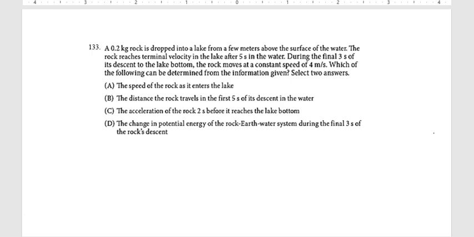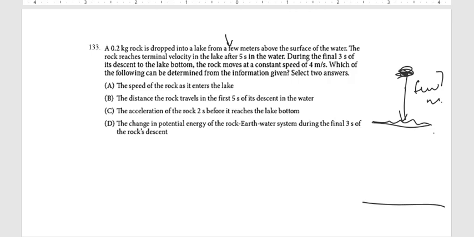Okay, this is one that you absolutely have to draw, I think. So you've got a 2 kilogram rock dropped into a lake from a few meters above. Few. That's weird, you probably haven't seen that as much. Let's do this. This is the lake, and the rock is a few meters above. There's the rock, and it's going to be dropped straight down, and then it's going to fall into the lake.